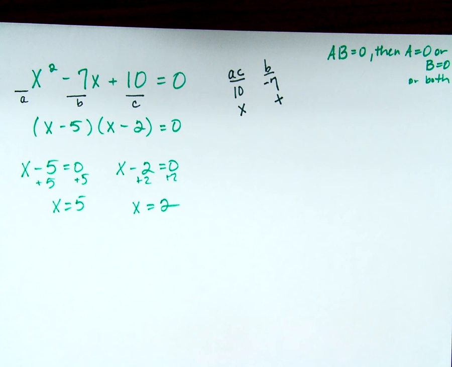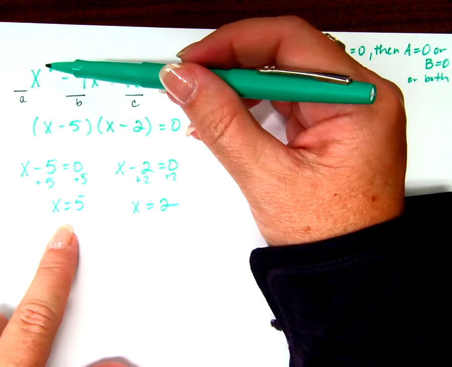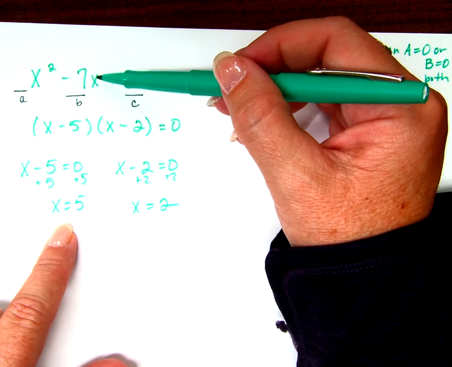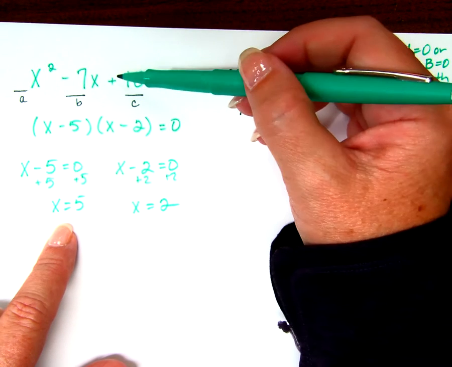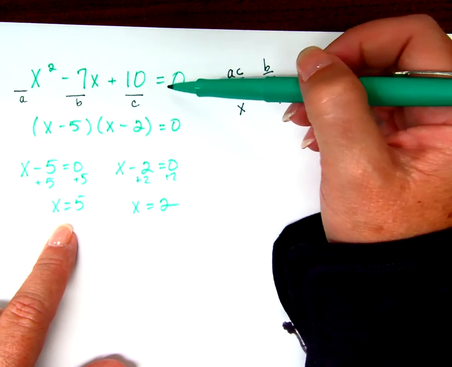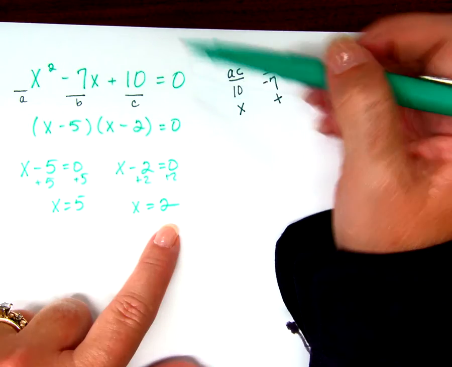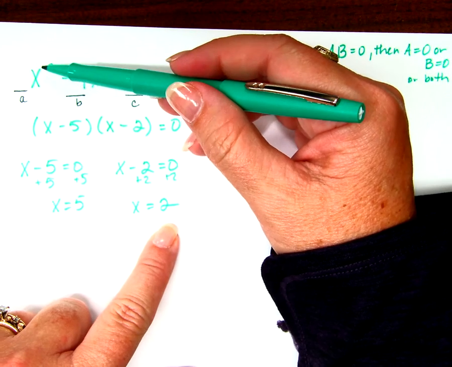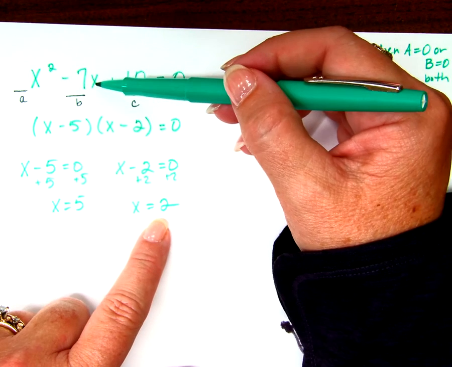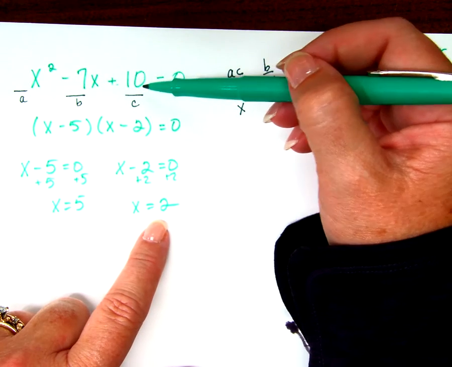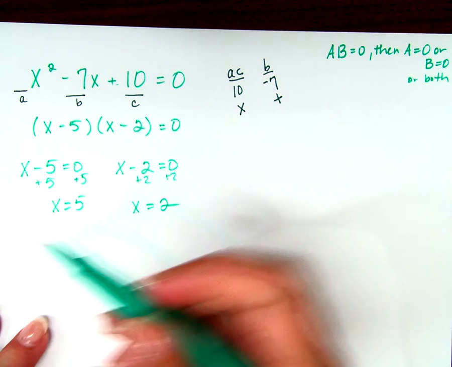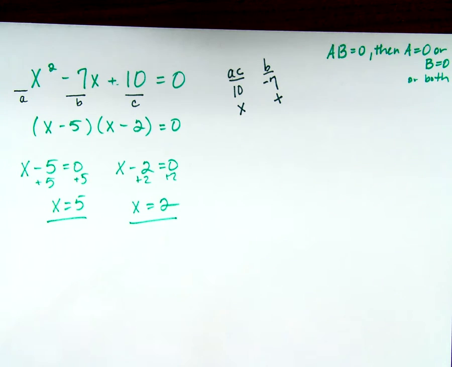How do you know these are correct? So 25 minus 35 plus 10, does that equal 0? Okay, so 4 minus 14 plus 10 equals 0? Yeah, so they both work. They're both solutions, okay? So here's the deal.